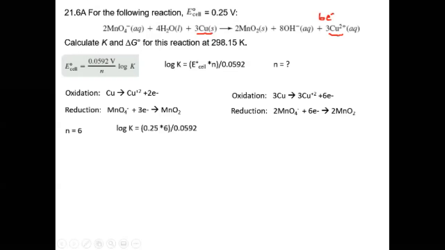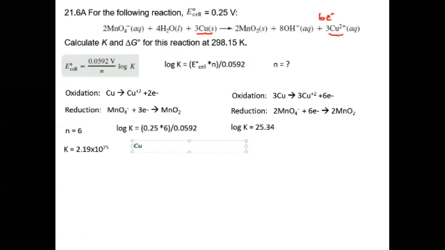We plug that into the equation. We solve for K. So K is 2.2 times 10 to the 25th. This doesn't surprise us because it's a spontaneous reaction. K should be large.